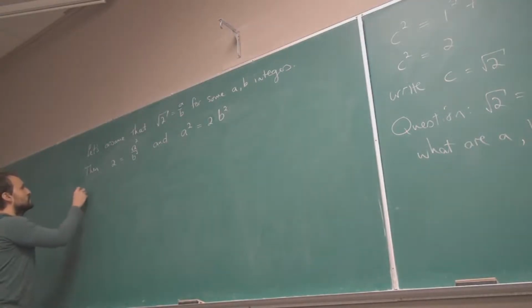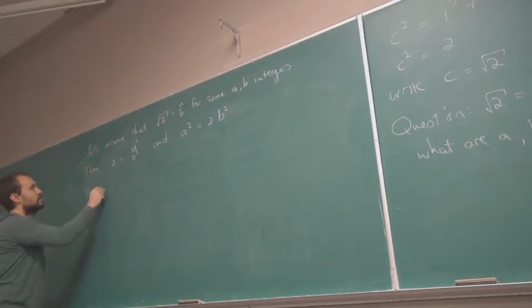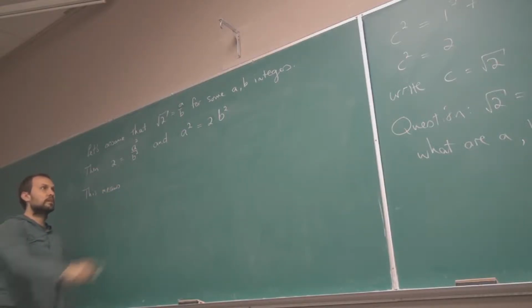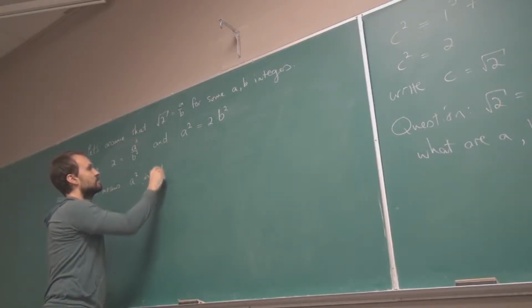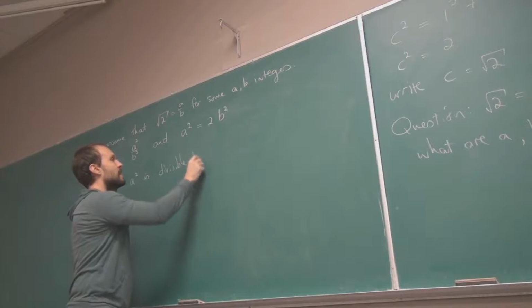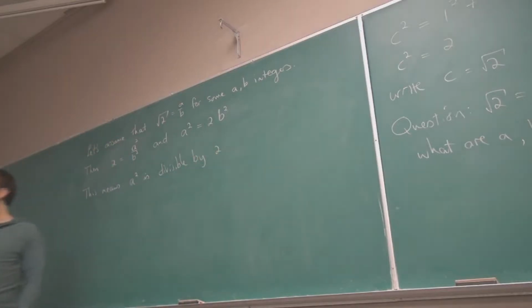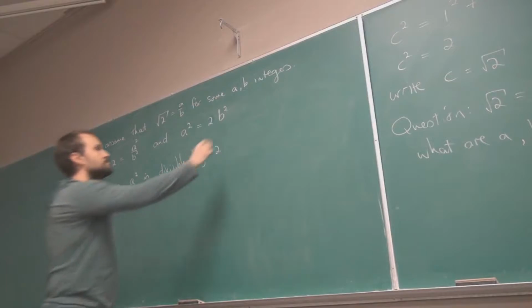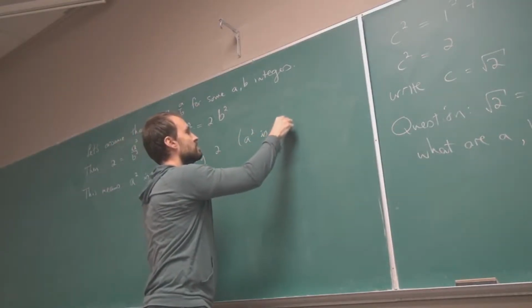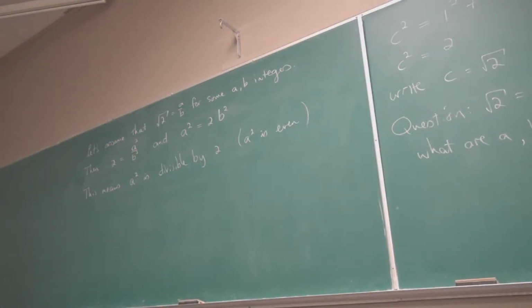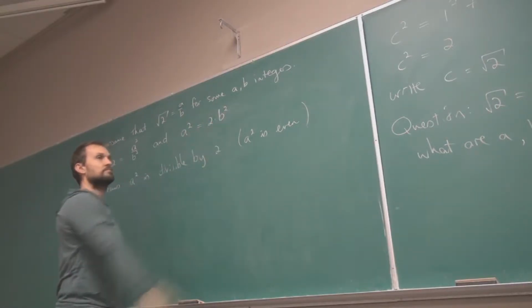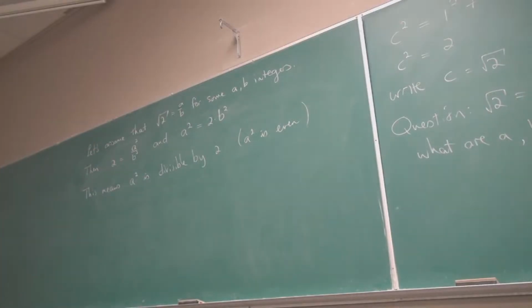So what does this mean? This means, if we understand our divisibility, that a squared is divisible by 2. A squared is an even number. You can say it like that too. A squared is even, because it's 2 times something. I don't know what that other something is, but it's 2 times something, and 2 times something is an even number. It's divisible by 2, because this number can be written as 2 times something. 2 is a factor of that number. 2 divides into that number.